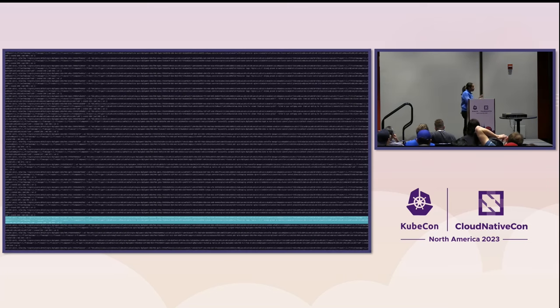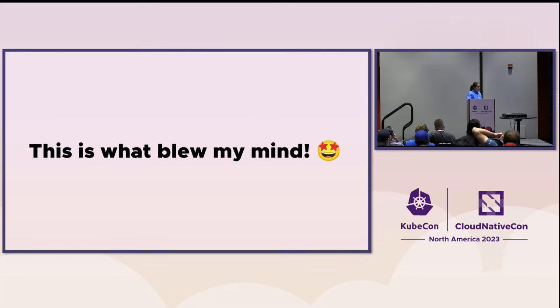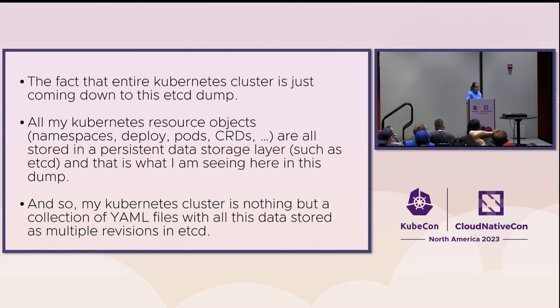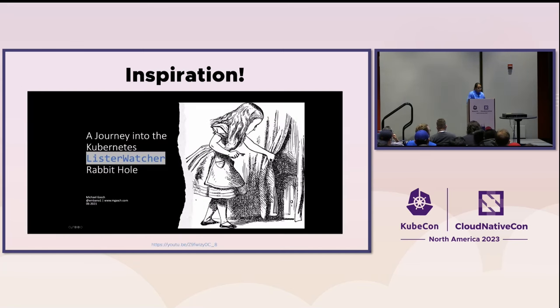Concluding from what I learned, this is what blew my mind. This was the first time I learned that my entire Kubernetes cluster comes down to this etcd dump, and all my Kubernetes resource objects, anything, namespaces, deployments, pods, CRDs, everything is stored inside this persistent data storage layer, in this case etcd, and that is what I'm seeing in this dump. All I'm seeing are key-value pairs, and that is exactly what my Kubernetes cluster is made up of. So it's okay to conclude my Kubernetes cluster is nothing but a collection of YAML files, with all this data stored as multiple revisions in etcd.